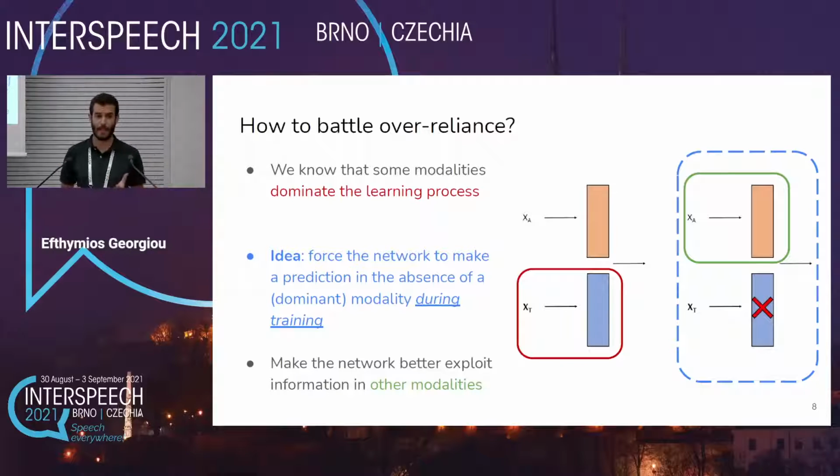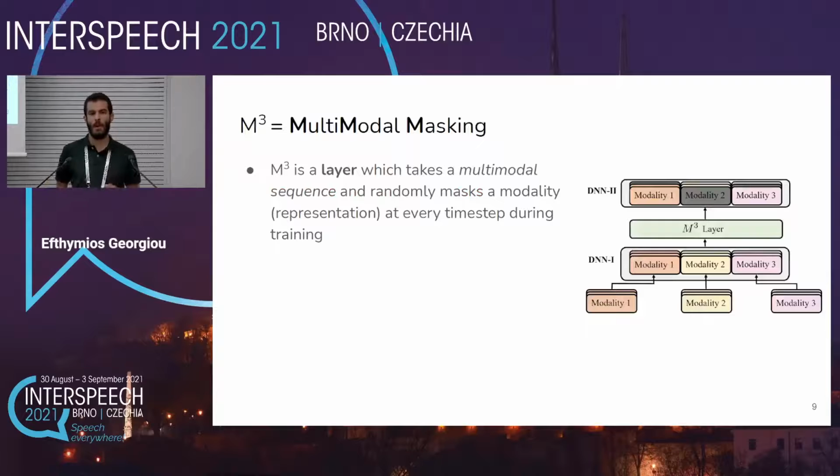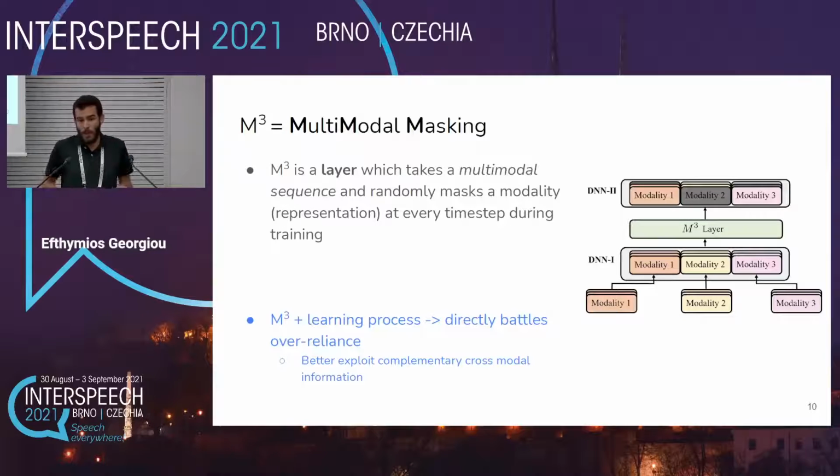Taking this idea one step further, we introduce M3. M3 stands for multimodal masking. M3 is a layer that takes as input a multimodal sequence and randomly masks a modality at every time step of that sequence during the training procedure. We believe that applying M3 during the learning process directly battles over-reliance because it forces the network to make a correct prediction in the absence of some randomly chosen modalities, and therefore it better exploits the complementary information across modalities.